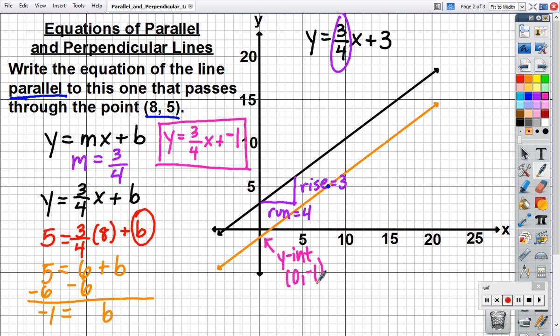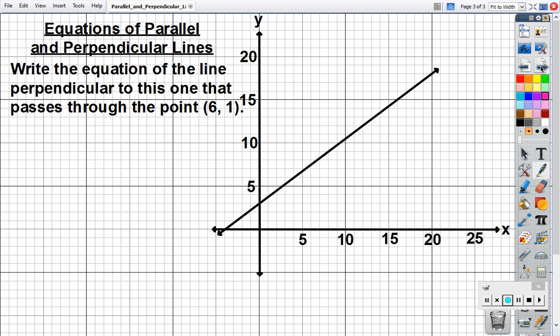All right, so that worked out very nicely. Excellent. So hopefully you understood this example. So now we're going to go on to this example that I would like you to do on your own. And the question says, write the equation of the line perpendicular to this one that passes through the point (6, 1). So again, keyword is perpendicular, and then we have the point (6, 1).